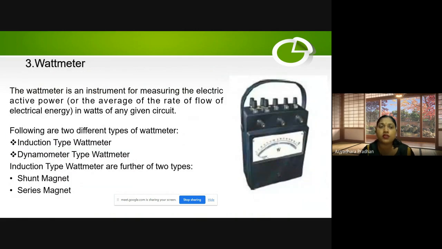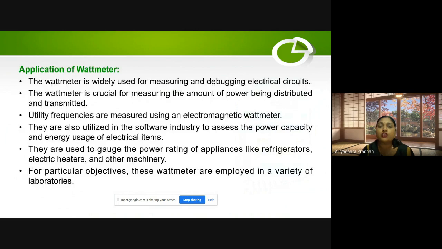Then comes the wattmeter. The wattmeter is an instrument for measuring electrical active power, in watts, in any given circuit. Again, there are different types of wattmeter, like induction type wattmeter and dynamometer type wattmeter, which is based on the dynamometer effect. Then the induction type is further divided into shunt magnet and series magnet. Now, a wattmeter can be an upper power factor wattmeter, or it can be a low power factor wattmeter also.